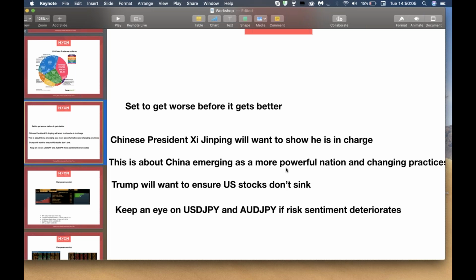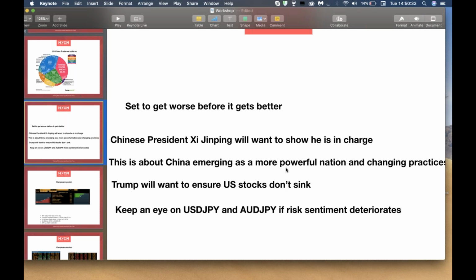How will practices done in the past translate into the future, with China becoming a superpower, and how will they take their place on the world stage? The big thing to remember is that the one thing that's holding all of this back really is that President Trump wants to make sure US stocks don't sink.